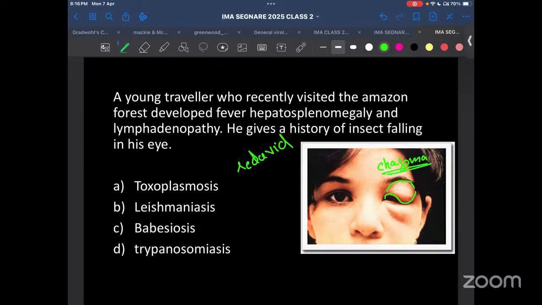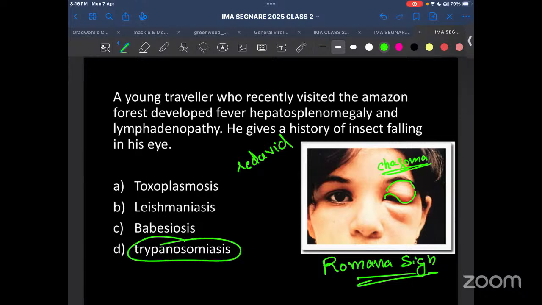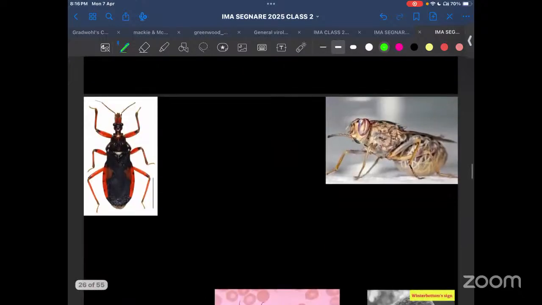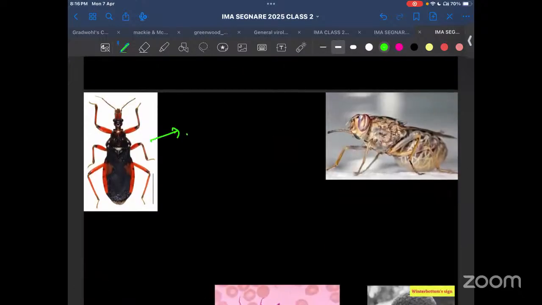If the site of entry is the eyelid, there will be unilateral swelling of the eyelid, and this sign is known as Romana sign. Romana sign is seen in trypanosomiasis. So this is actually Chagas disease. It is transmitted by the reduviid bug, or assassin bug, and it is caused by Trypanosoma cruzi.